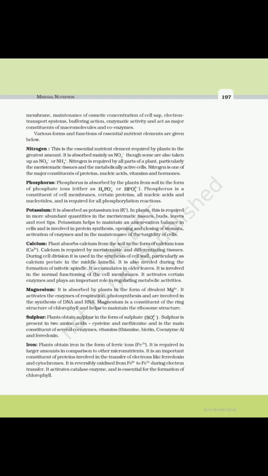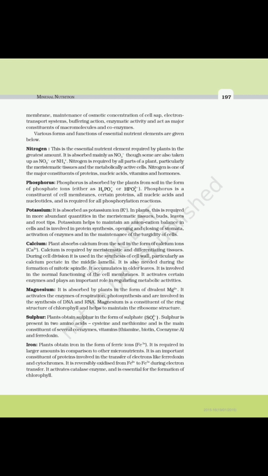Magnesium. It is absorbed by plants in the form of divalent Mg2+. It activates the enzymes of respiration, photosynthesis and is involved in the synthesis of DNA and RNA. Magnesium is a constituent of the ring structure of chlorophyll and helps to maintain the ribosome structure.